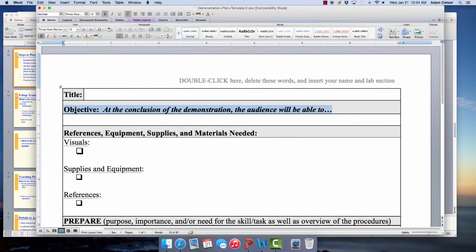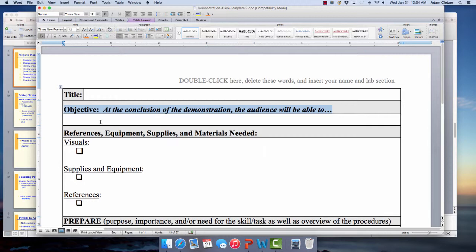And so lo and behold, right here we have objective, and it says at the conclusion of this demonstration, the audience will be able to blank. In the example of my shot, we'll say, the audience will be able to deliver a subcutaneous vaccination to a pig or cow, whatever the case is. And maybe a secondary objective is, they will also be able to deliver an intravenous vaccination to a pig or cow. And so notice that this is an audience-centered thing. We write it in terms of what we want the audience to do.